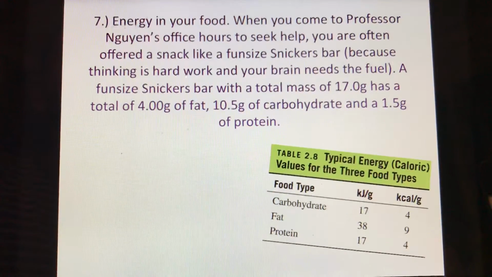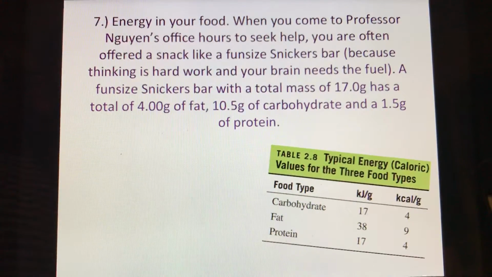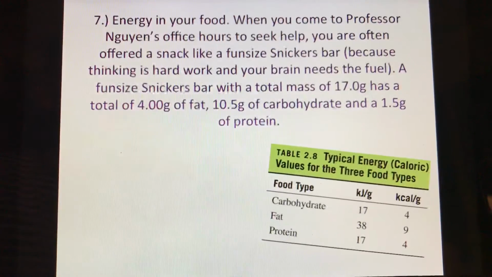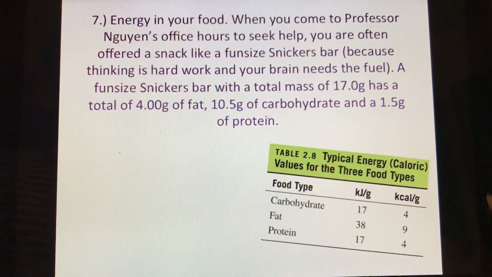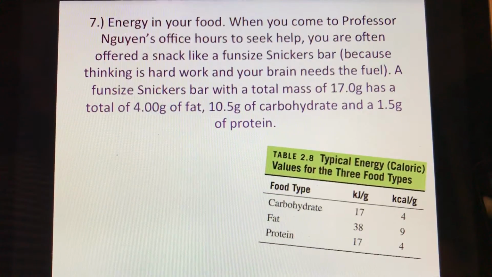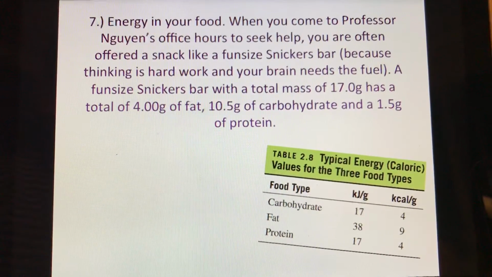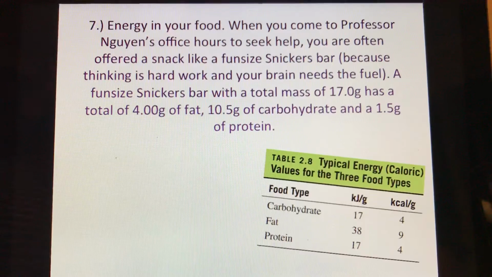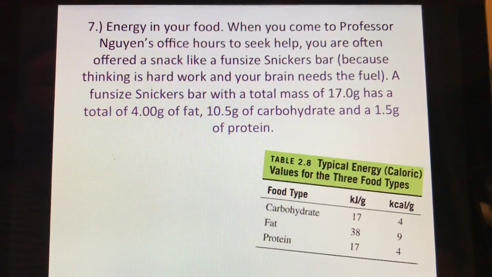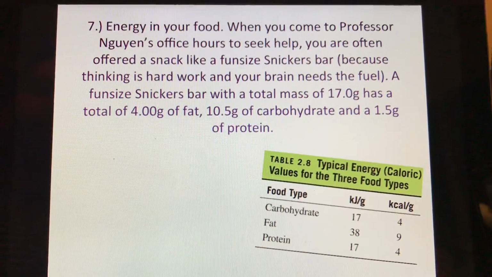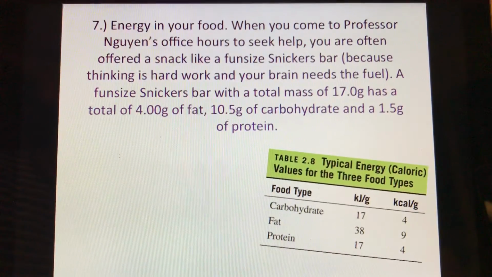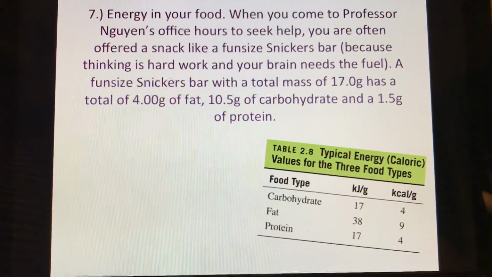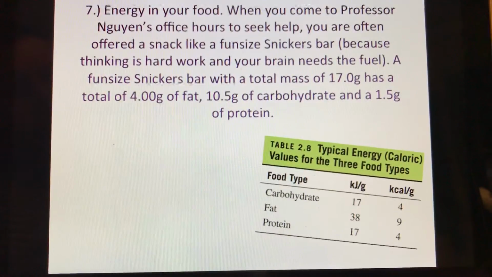For number 7, energy is in your food. When you come to Professor Nguyen's office hours to seek help, you are often offered a snack like a Snickers bar. A fun-sized Snickers bar with a total mass of 17 grams has a total of 4 grams of fat, 10.5 grams of carbs, and 1.5 grams of protein. And if you look to your lower right, you'll see a chart that we can use as a reference for answering these problems.